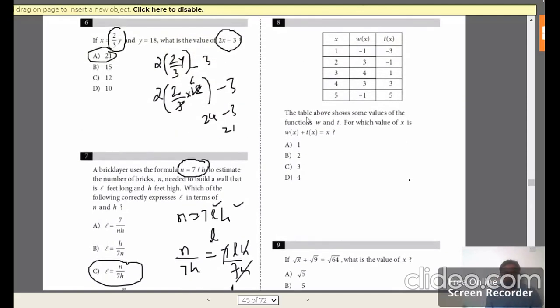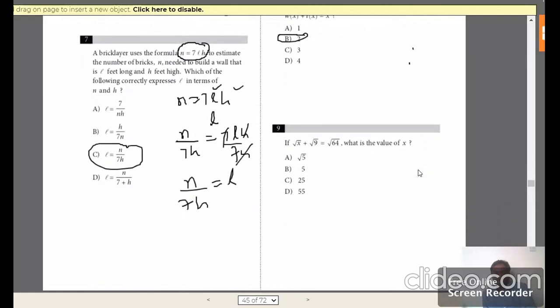Moving on to the next question. The table above shows the values of the functions W and T. For what value of x, when you add these two, must it be equal to x itself? So just check quickly what will give us the value of x. When we write 4 plus 1, it will give me 4, so it is wrong. 3 plus 3 is 6, wrong. So it means this is the only option. 3 minus 1 is giving me 2. So the value of x is nothing but 2.